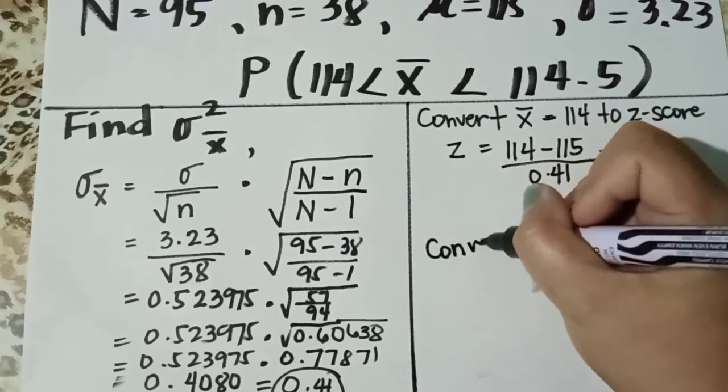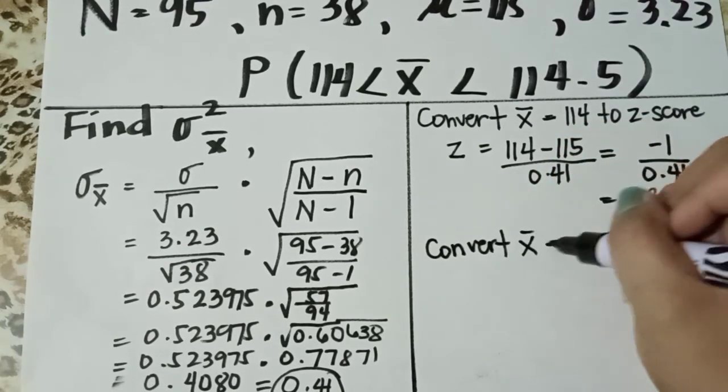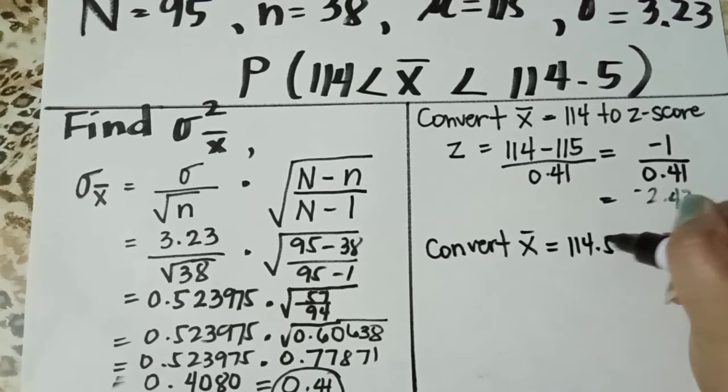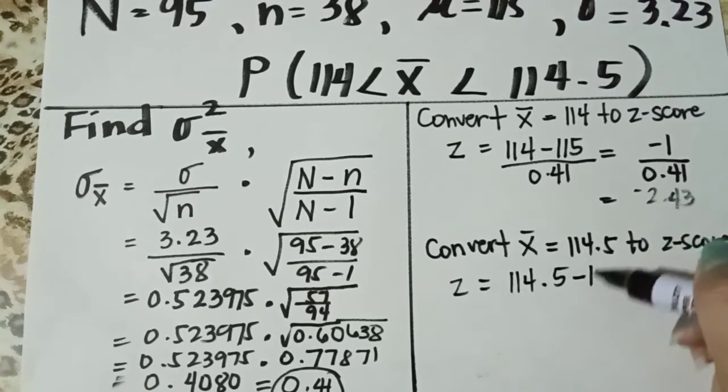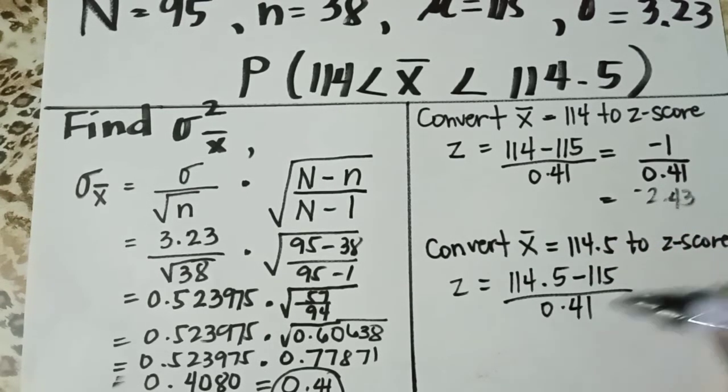Okay? Then the next thing that you are going to do is the second one. Let us convert our mean, which is 114.5, to a z-score. Then we have z-score is equivalent to 114.5 minus 115 all over 0.41. So we have 114.5 minus 115, that is negative 0.5. So we have negative 0.5 to be divided by 0.41. So we have negative 1.22. Okay, so that will be our answer.